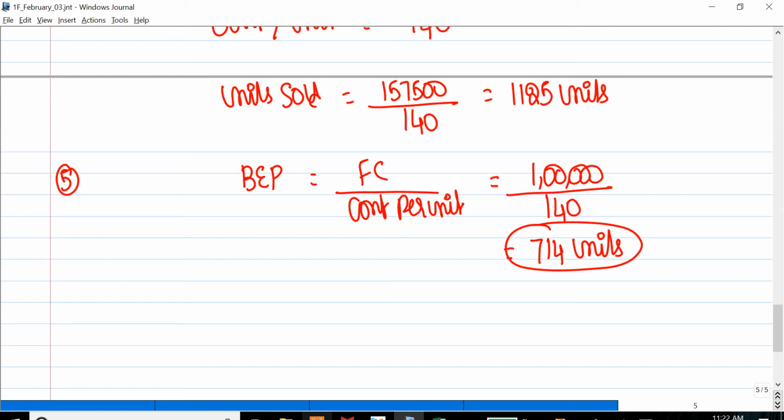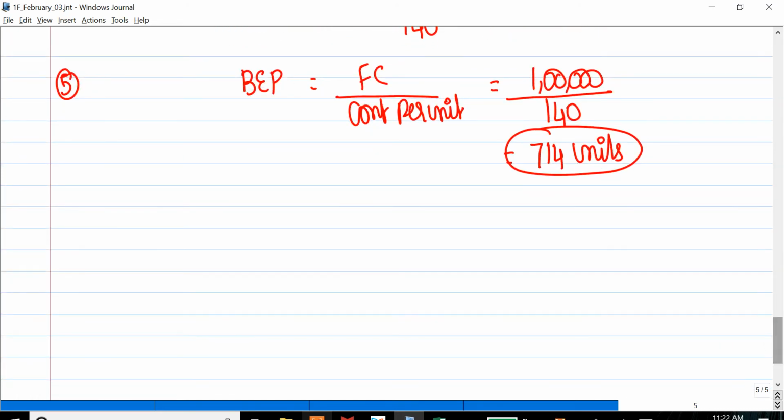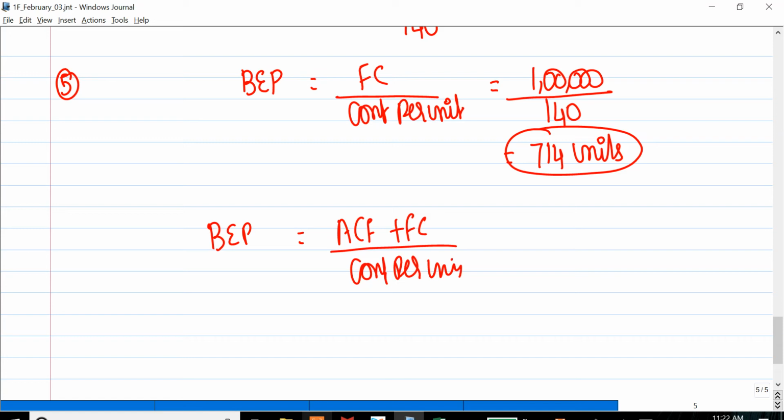Okay, now listen, this BEP is basically costing BEP. From a finance point of view, I can also write BEP like this. BEP is equal to annual cash flow plus fixed cost by contribution per unit, and this annual cash flow is something at which I will generate 0 NPV. So break even point can be understood as no profit, no loss. I can also understand it as the level at which I am going to generate 0 NPV.